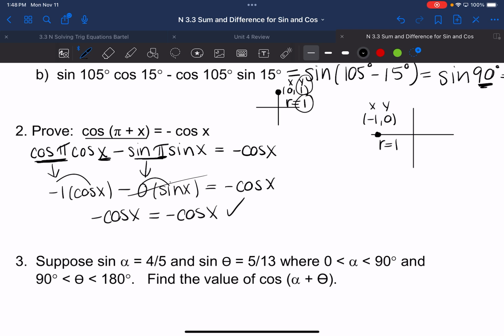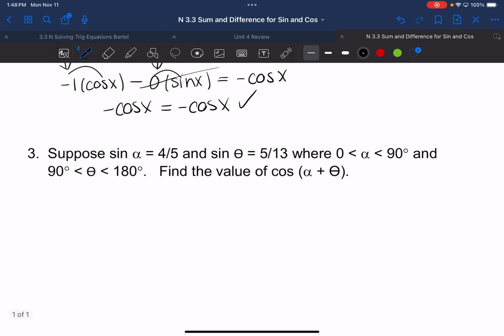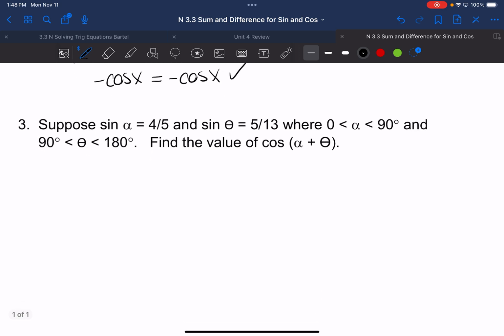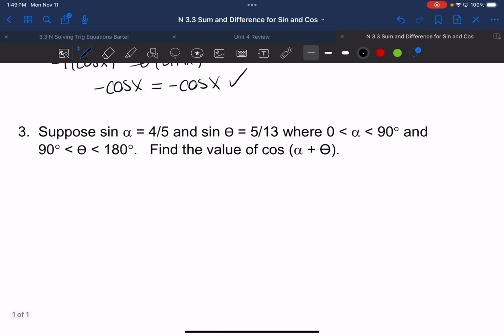And then let's also look at number 3. This is one other thing that we've done before that this might be helpful for. Okay, so it says, suppose sine of alpha is 4 over 5 and sine of theta is 5 over 13, where alpha is between 0 and 90 and theta is between 90 and 180. And we're supposed to find the value of cosine of alpha plus theta.